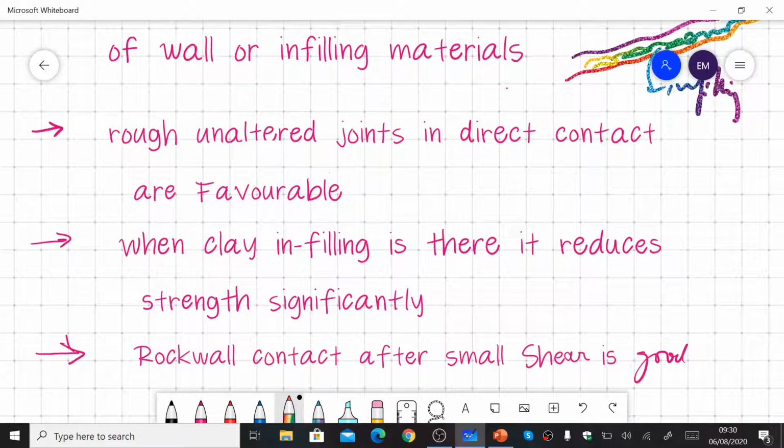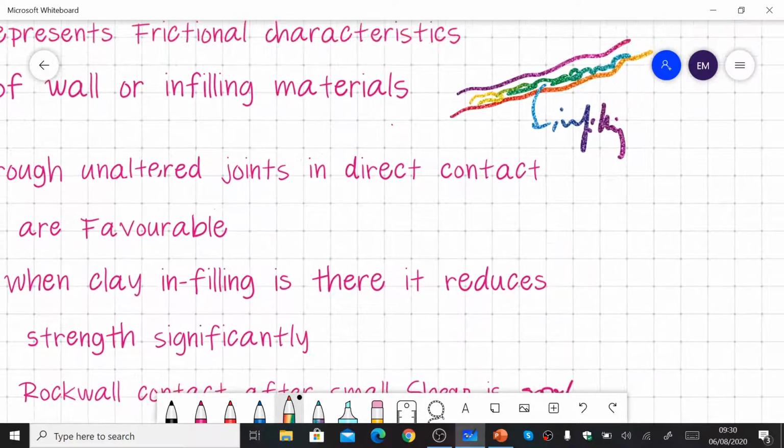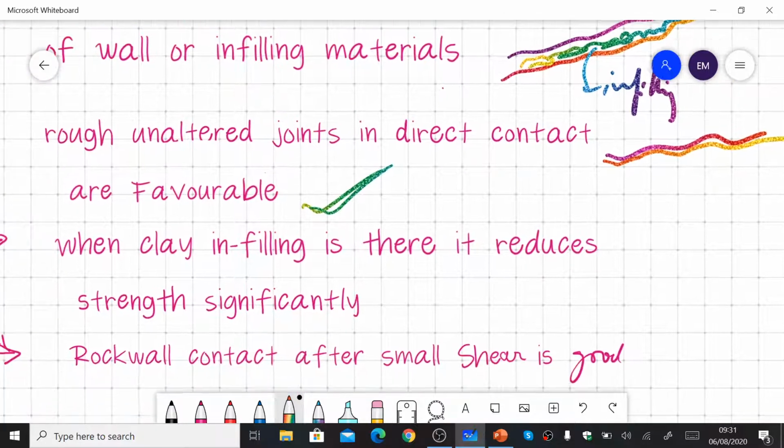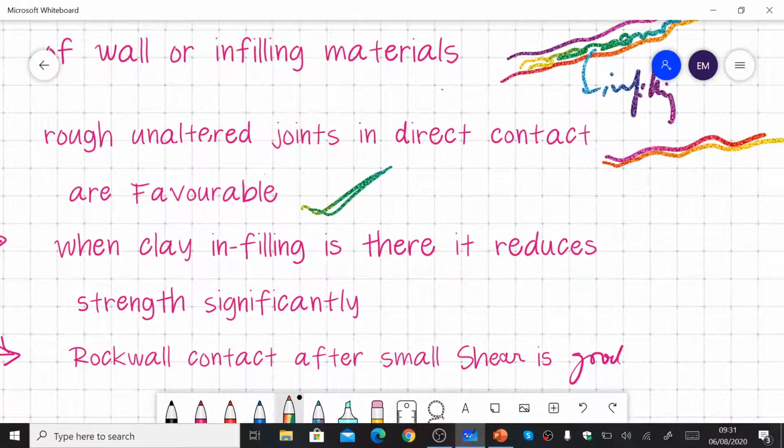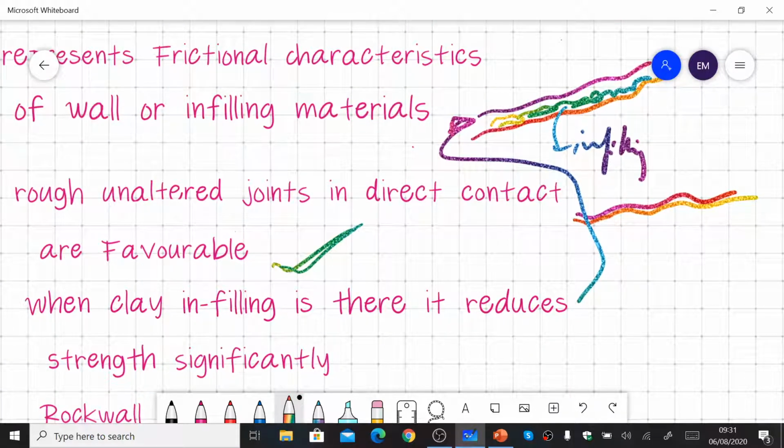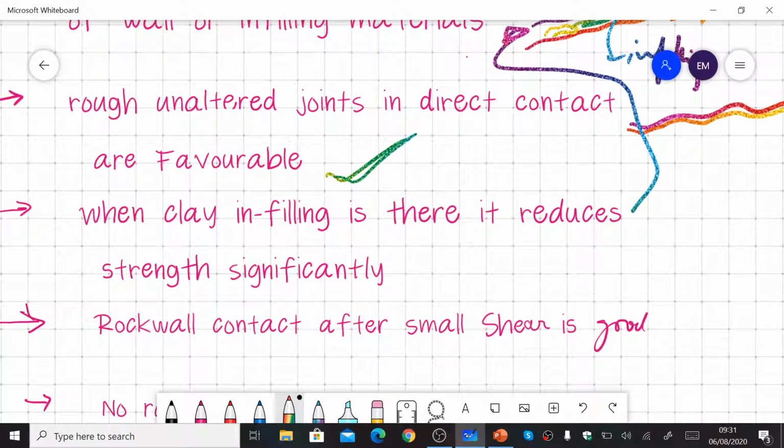Rough and unaltered joints in direct contact are favorable. If the joints are in contact with each other, this is the best condition and they will give very high strength. When clay infilling is there, it reduces shear strength significantly. In the example I showed here, if there is clay in between and the rock is going to shear like this, it will reduce the shear strength because the rock surfaces will not come in contact, and the clay will make the two sides of the fracture slide.